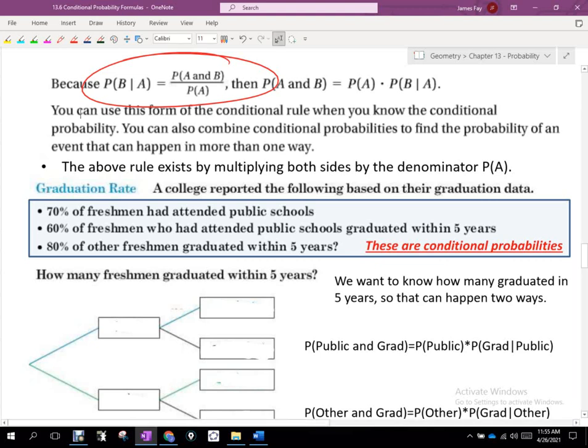You can see here it says you can use this formula of the conditional rule when you know the conditional probability. You can also combine conditional probabilities to find the probability of an event that can happen in more than one way. What I'm arguing here is that if you know the probability of an event occurring, knowing something else has already occurred, you can use that, and one of these will be unknown, and maybe you can find then the probability of event A all by itself, or maybe you can find the probability of two events happening simultaneously. Okay, so this is a formula, right? And these are three unknowns. If you know two of those, you can find the third unknown, and that's basically what this problem is going to kind of target.